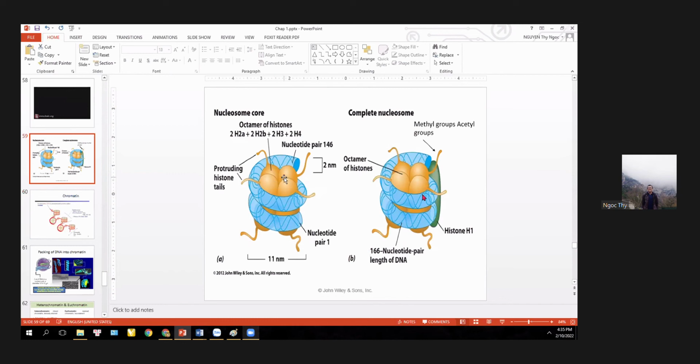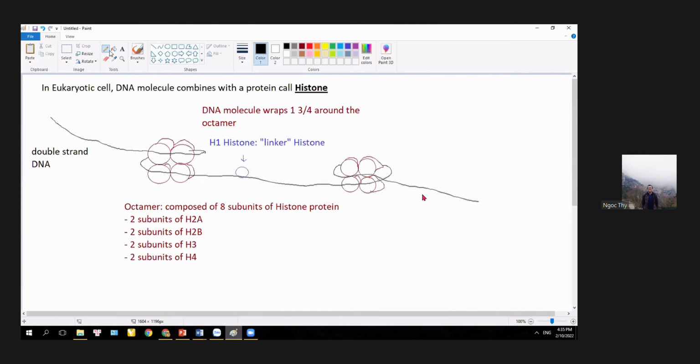Each histone subunit has a part called the histone tail. Here each histone will have a small part sticking out called the histone tail. And this histone tail plays a very interesting role during epigenetics, which we will discuss in chapter 7.